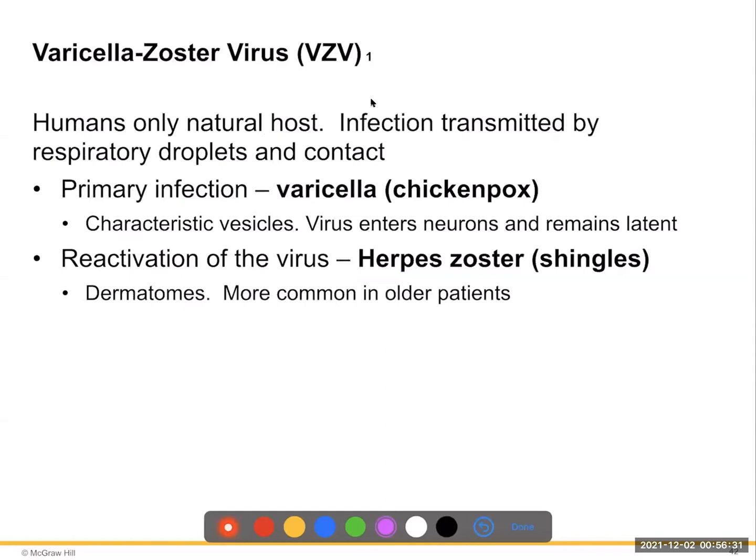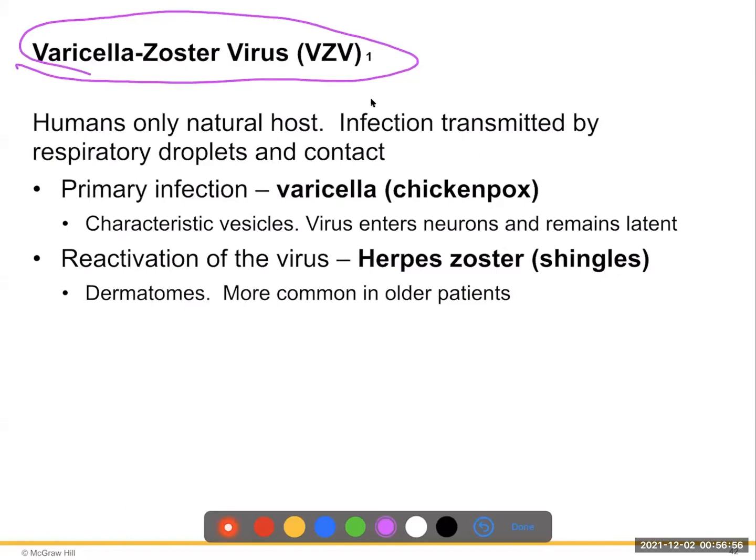Okay, the varicella zoster virus. That's the one that causes chickenpox, and then it causes shingles later on in recurrent infections. So the varicella zoster virus's only natural host is humans. Infections are transmitted by respiratory droplets and contact.